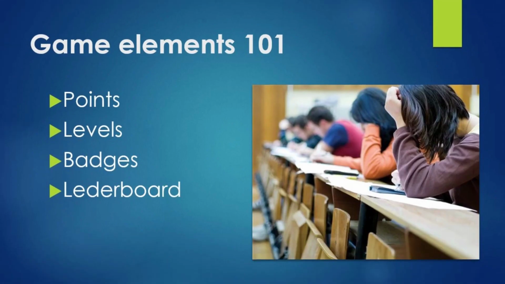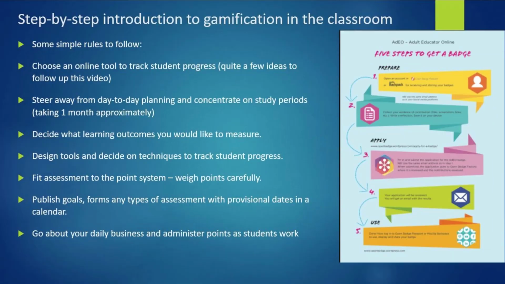Now let's see what the basic elements are. I'm sure you've heard this many times, but let's go through this just in case. Of course, it's points, levels, badges, and leaderboards. These are the things that are parts of a gamified system.